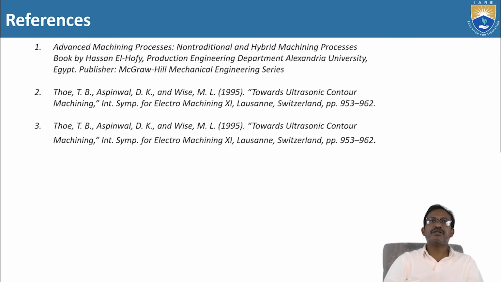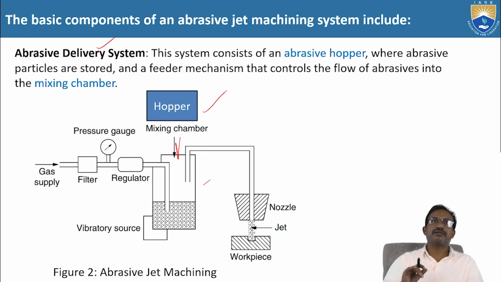However, before closing, let us summarize the main content. These are the basic components. Abrasive delivery system: this system consists of an abrasive hopper, where abrasive particles are stored, and a feeder mechanism that controls the flow of abrasives into the mixing chamber. This is the mixing chamber.